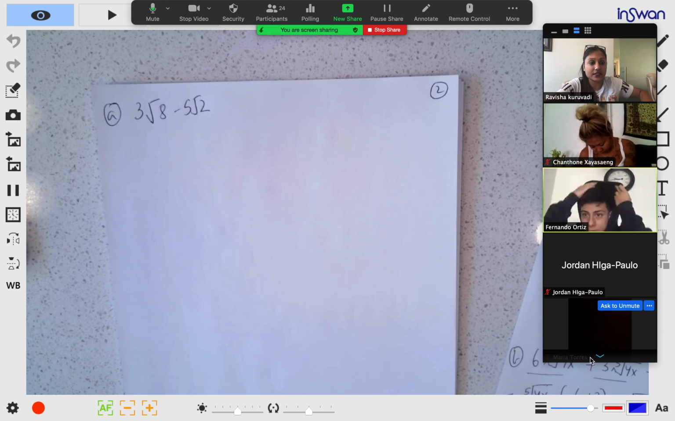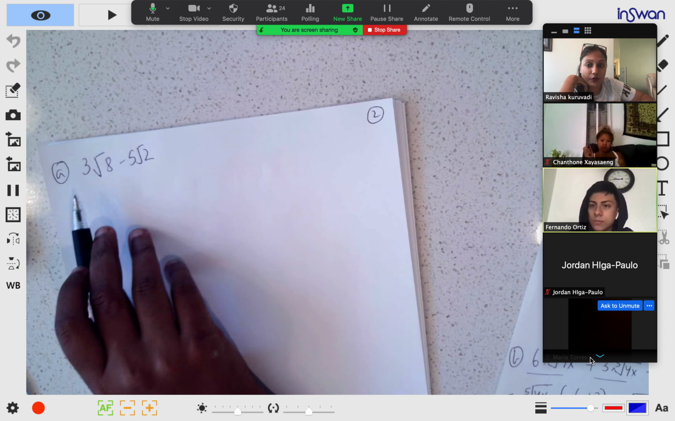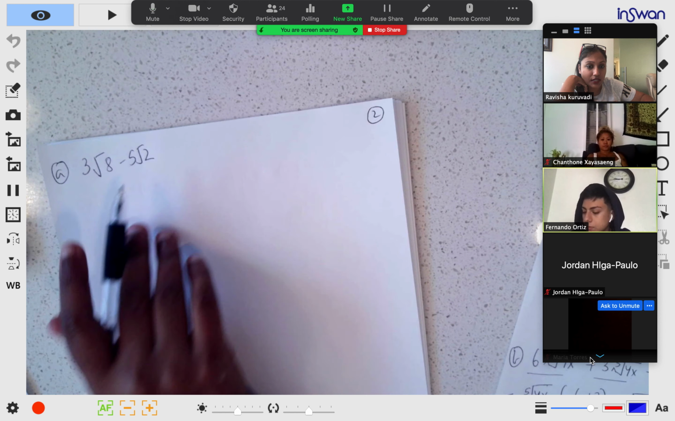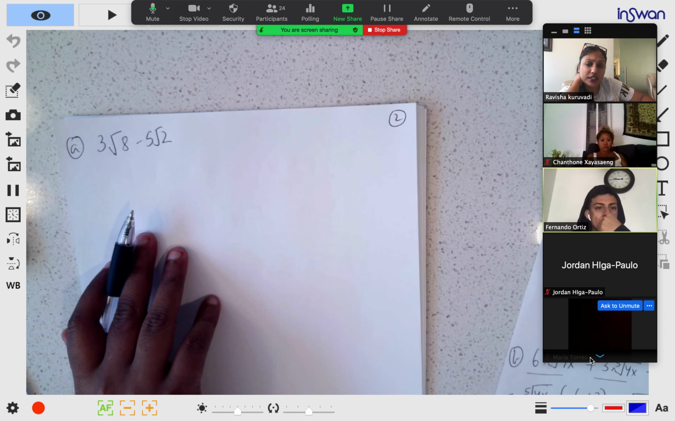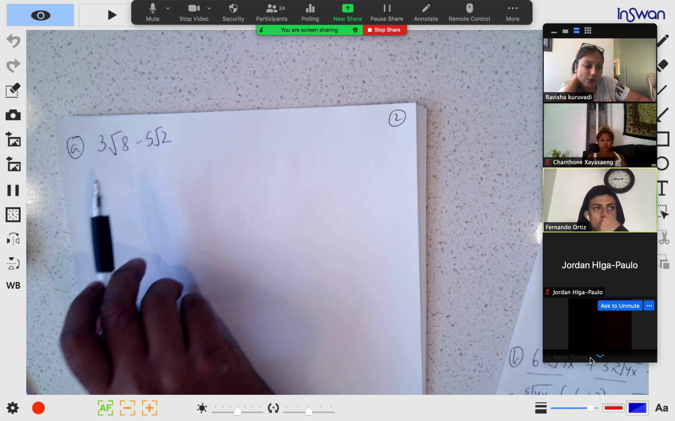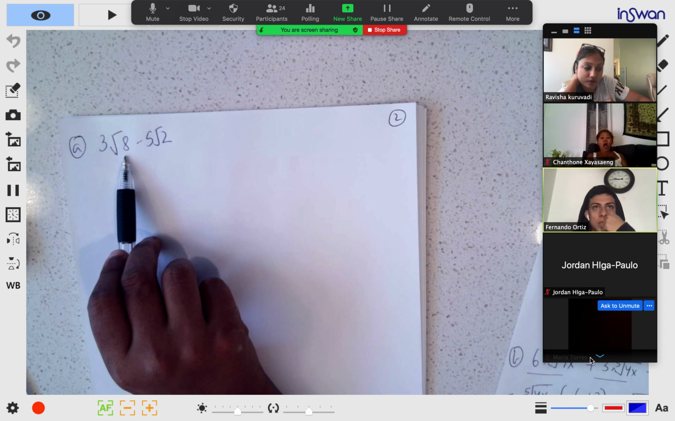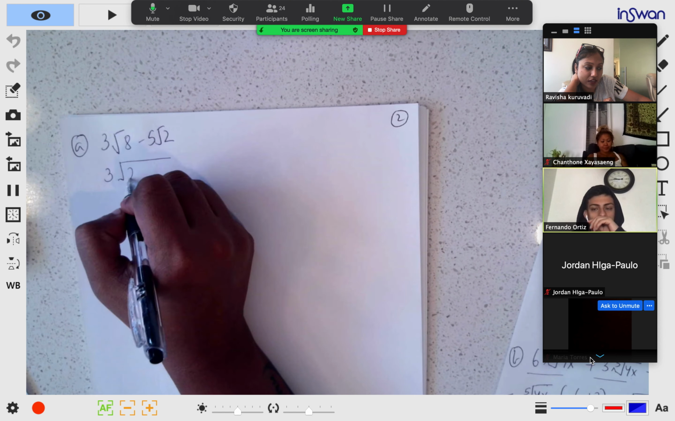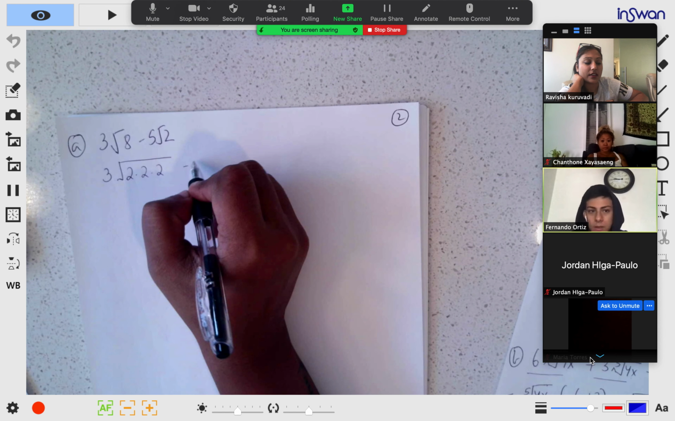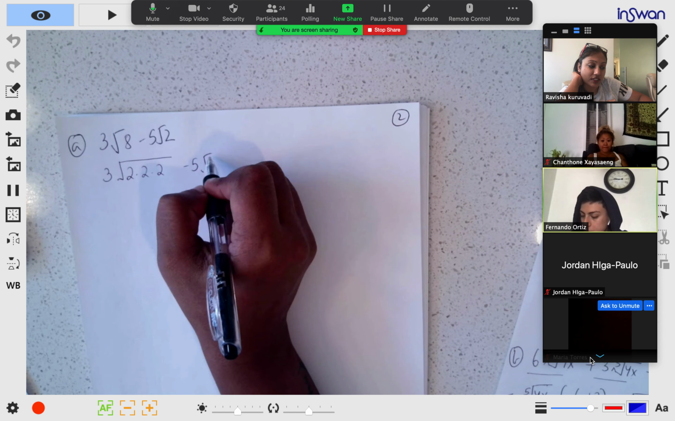For this case, let's solve this problem here. 3 square root of 8 minus 5 square root of 2. I need to simplify this further. Square root of 8. What is square root of 8? Is it 2 times 2 times 2? Okay, you are saying 2 times 2 times 2 minus 5 square root of 2. If I have to simplify this, what does it become?